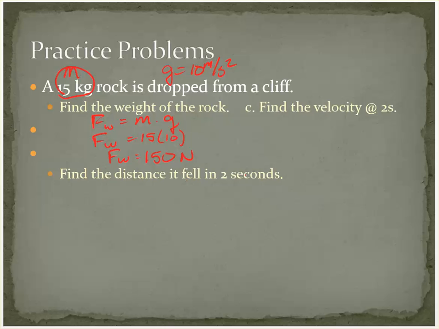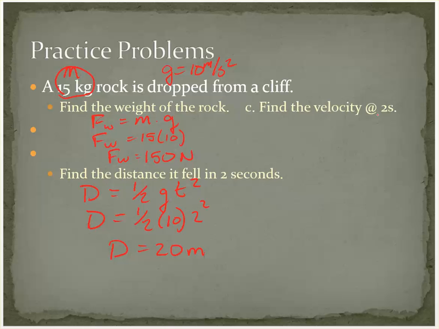Find the distance it fell in 2 seconds. Well, distance equals 1/2 gt squared. So the distance is equal to 1/2 times what's g? It's 10 times the time squared, 2 squared. Well, 2 squared is 4. 4 times 10 is 40. Half of 40 is 20. So it would have fell 20 meters.